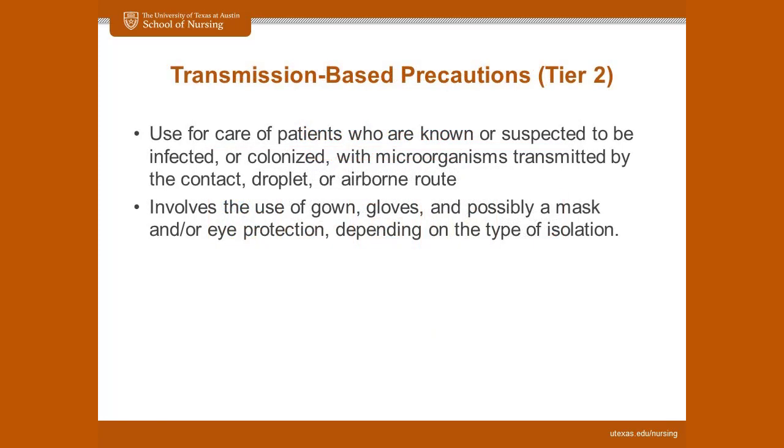Transmission-based precautions are used for the care of patients who are known or suspected to be infected or colonized with microorganisms transmitted by the contact, droplet, or airborne routes. Transmission-based precautions involve the use of gowns, gloves, and possibly masks and/or eye protection, depending on the type of isolation. The following 2 slides will discuss airborne, droplet, and contact isolation and the PPE, or personal protective equipment, needed for each. Keep in mind that the 3 types of transmission-based precautions may be combined for diseases that have multiple routes of transmission, such as chickenpox. When used either singly or in combination, you use them in addition to standard precautions.